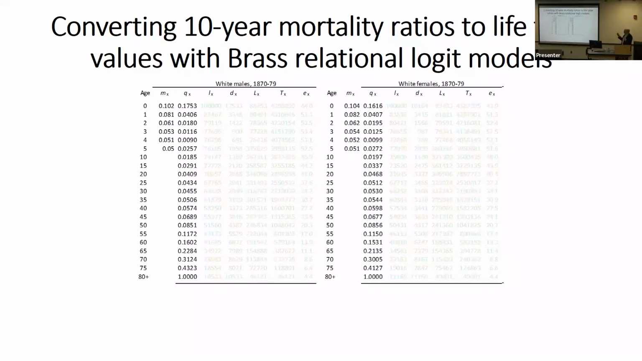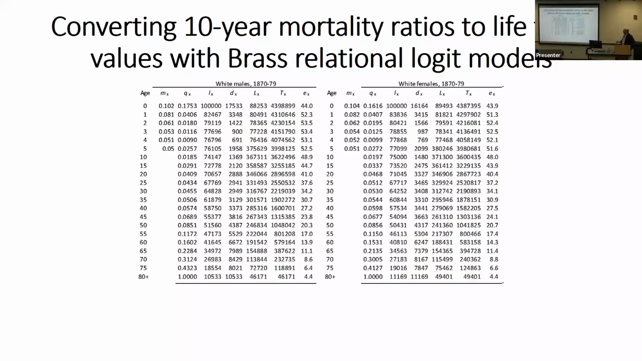We get age-specific mortality rates for all ages. And from that, everyone who's taken PA 5301 knows you can create a full life table with survivorship and life expectancy. Here, white males can expect to live 44 years at birth, and females 43.9 years. That's unusual. Typically, in most populations, females live longer than males. This is a high fertility, high mortality population, and you find higher age-specific mortality rates in childbearing years.